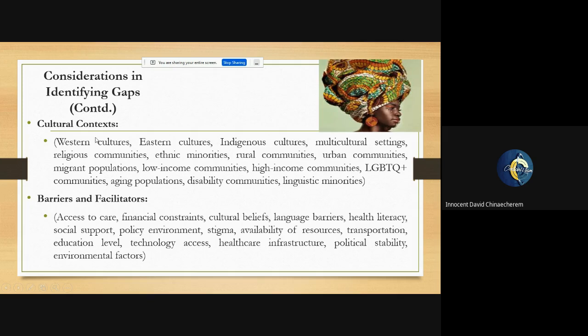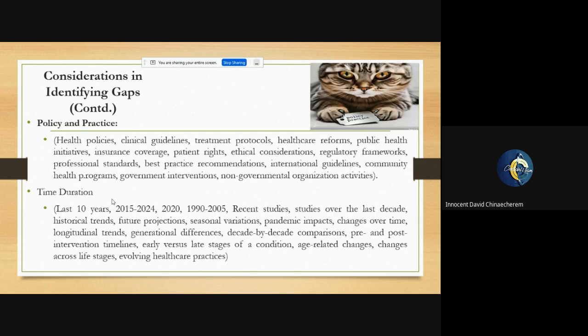So it could also be for the Western culture, right? Just like I said, high-income countries, LGBTQ group, aging population, disability communities, linguistic minorities. All these things can actually inform you. Because maybe you could be doing your research question, you want to look at access to care, financial. So it's loads of things out there to consider, right? So you could be looking at infrastructure, maybe other research has focused on this. To the best of your knowledge, you've not found some systematic review that's focused on this. So it can also be based on policies, right?